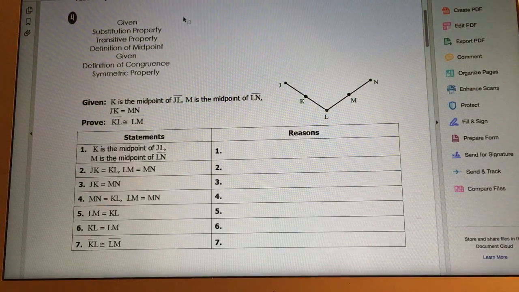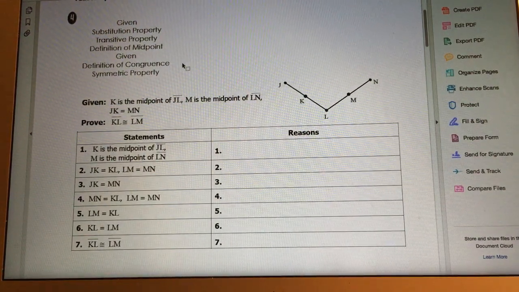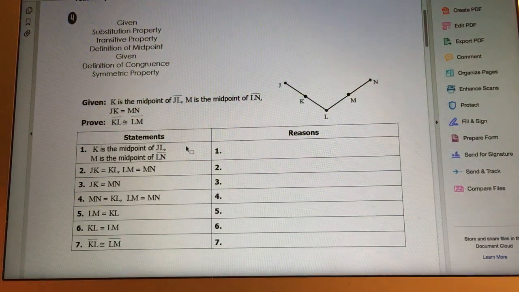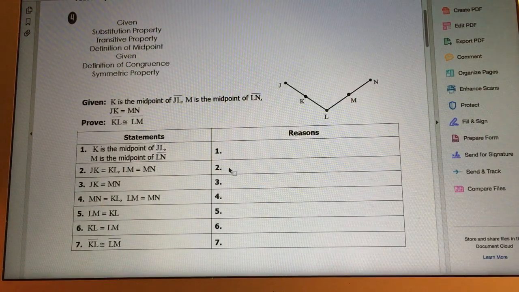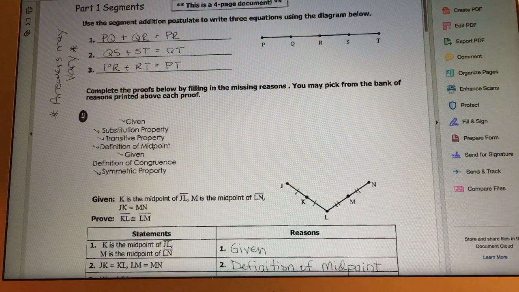Remember, the definition of a midpoint we just reviewed states that if some point is the midpoint of a segment, it divides that segment into two congruent parts. So that's what allows us to say JK equals KL. So that was the definition of a midpoint. So here we go, definition of a midpoint.